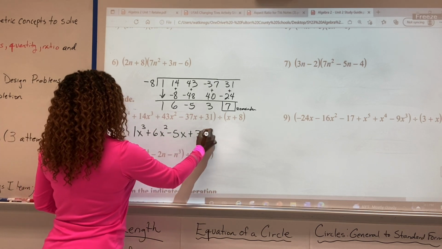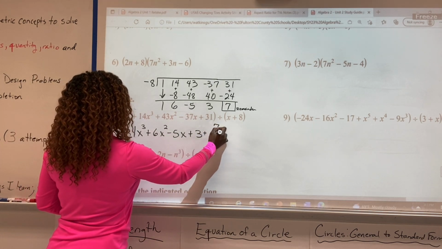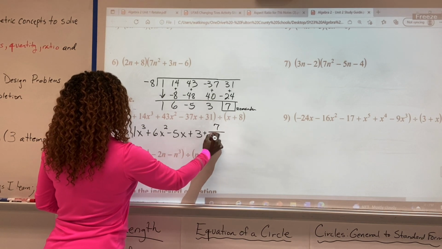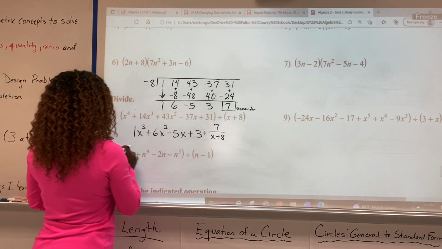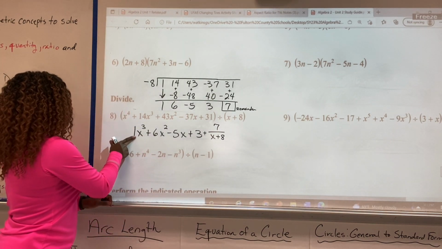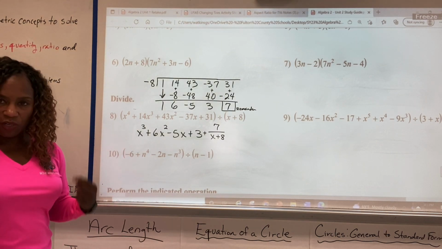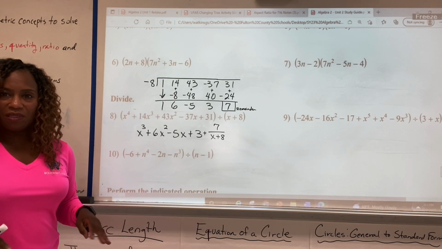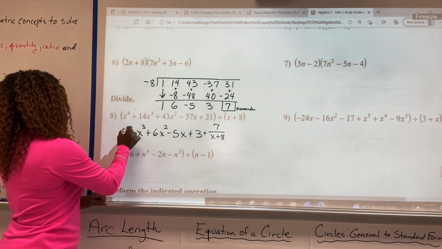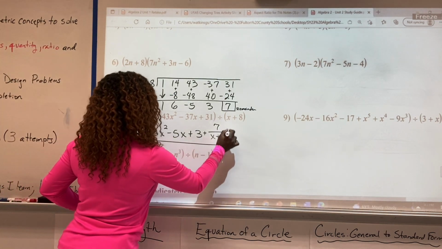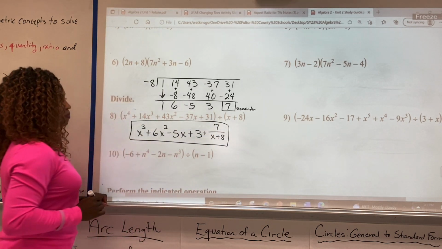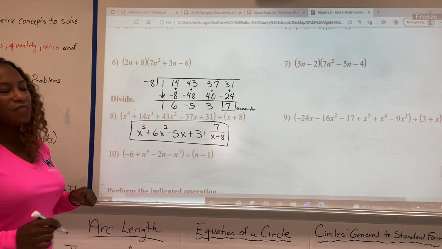The way I write my remainder is I write my remainder of 7 over my divisor of x plus 8. And lastly, I'm going to take this coefficient of 1 off the front, because remember, if there's a 1 there, you don't have to write it. It's assumed to be there if you see no other number. So here is our solution for number 8, and we used synthetic division to do it.